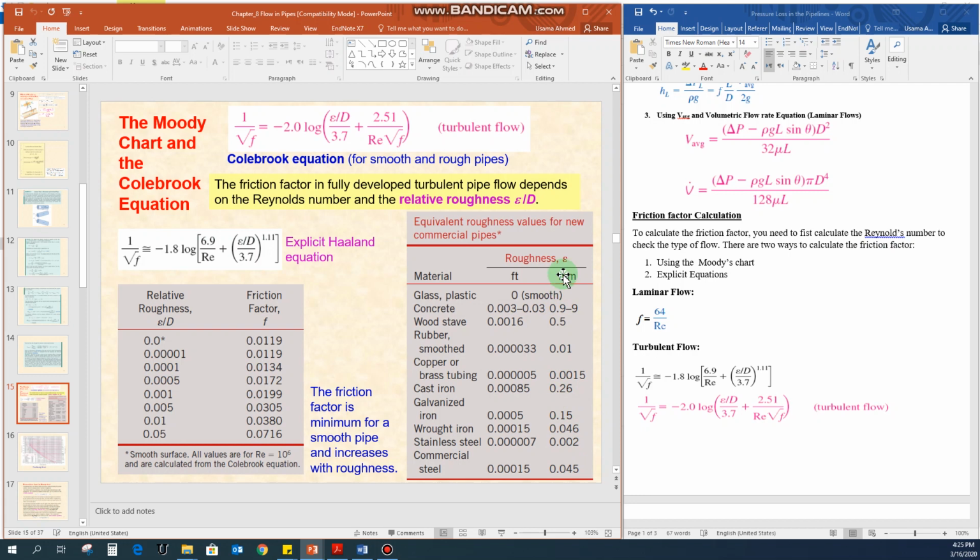So you get the value for the roughness from this chart, and then you divide it by the diameter of the pipeline. This gives you the relative roughness, and this term in the equation has no units. There will be no unit for the friction factor, and no unit for the relative roughness here. Now let's see how we can read the Moody chart.